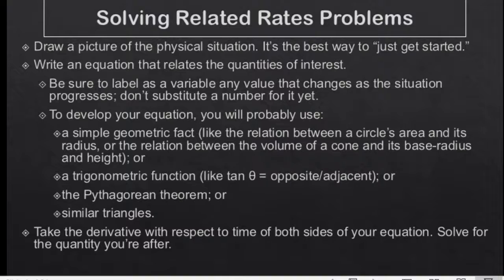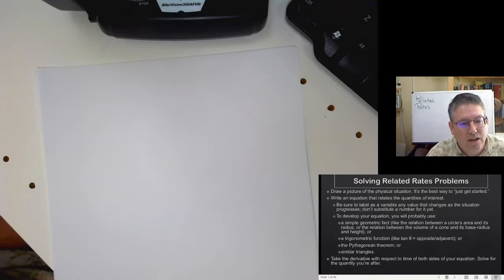So yeah, it's going to be something like a trig or Pythagorean theorem, similar triangle, something like that. And then you take the derivative of both sides with respect to time. And then because you already have the derivative with respect to time for one quantity, one rate of change, you'll be able to solve that equation for the rate of change of the other quantity. All right, so let's move over to our document camera and let's get started.